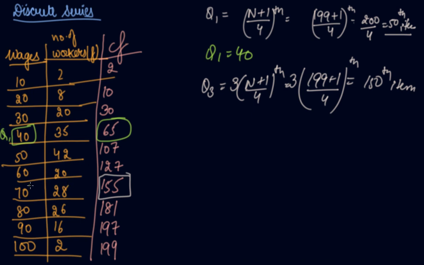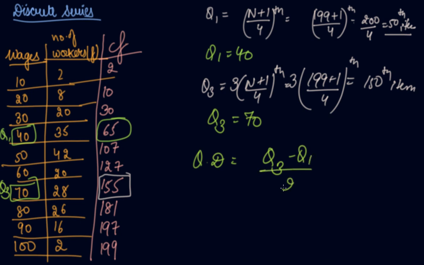So 70 is the quartile 3 we have got. So you got the quartile 3 as 70. So we can find out the quartile deviation, that is Q3 minus Q1 divided by 2, 70 minus 40 divided by 2, 30 divided by 2 is 15.